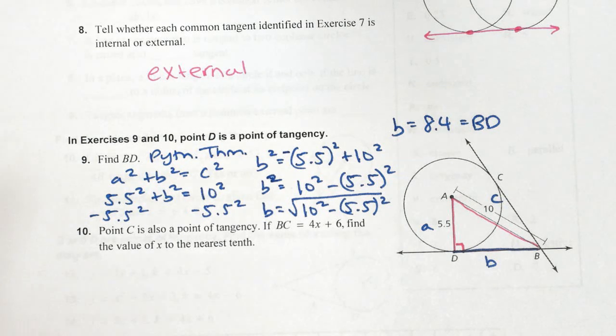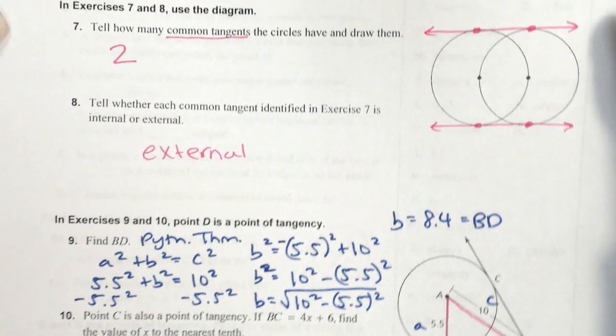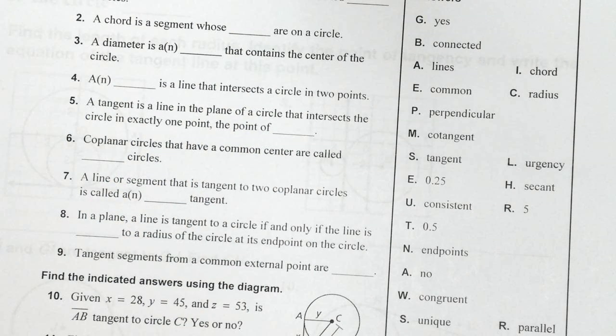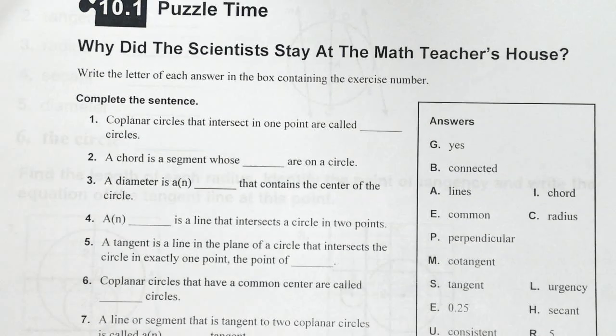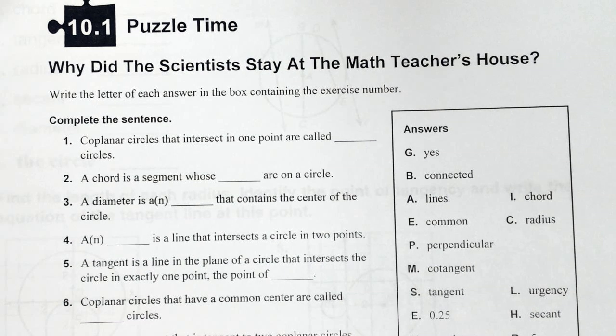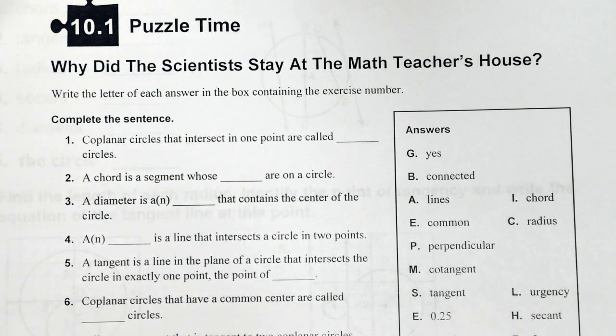And then as far as number 10 goes, we're going to skip that one for now. We're going to have more practice on these on our next page. So that is all for 10.1. Your next page is a puzzle. You know how much I like puzzles. And it says, why did the scientist stay at the math teacher's house? And so you will have this one to complete, and I will take grades on it. Thank you so much.